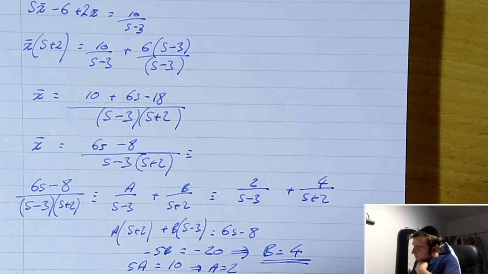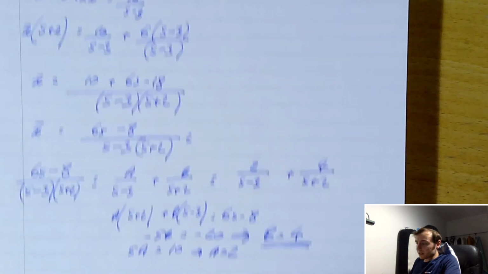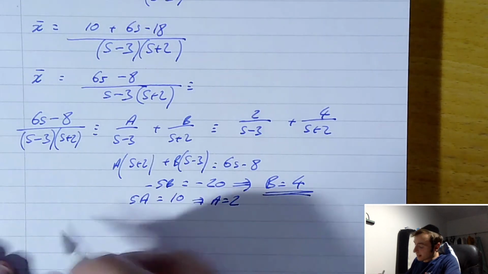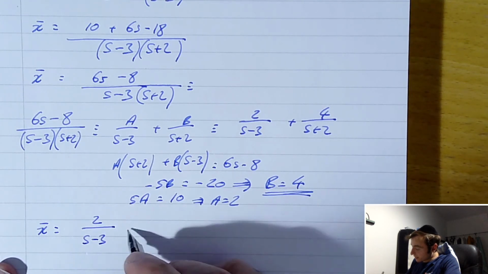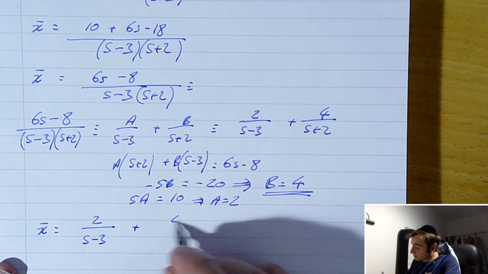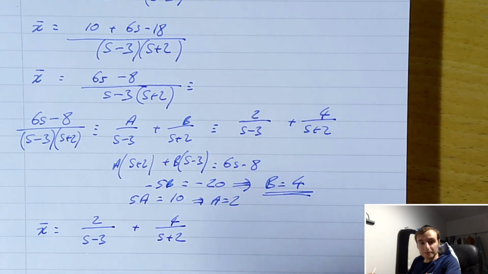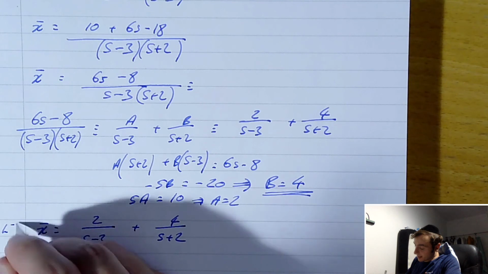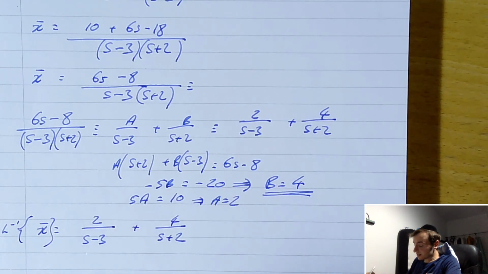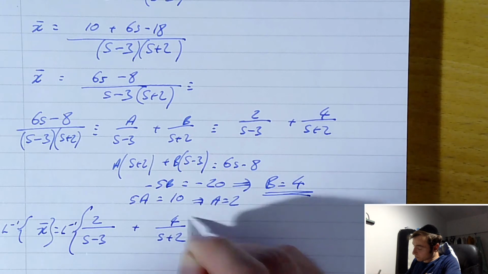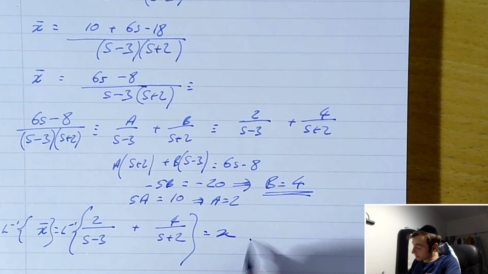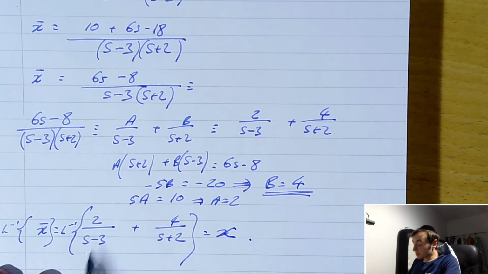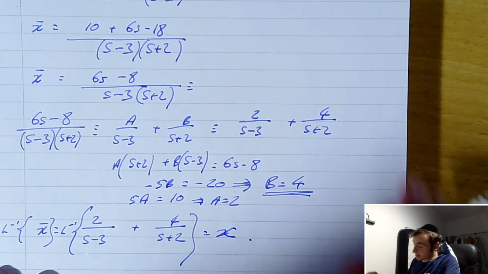So, formally, we can now say that x bar equals 2 on s minus 3 plus 4 on s plus 2. So if we take the inverse Laplace transform of the left-hand side, we'll have to take the inverse Laplace transform of the right-hand side. And we know that the inverse Laplace transform of x bar is x. So that's going to give us our answer, isn't it? We find the inverse Laplace transform of 2 on s minus 3 plus 4 on s plus 2. So let's go ahead and do that.